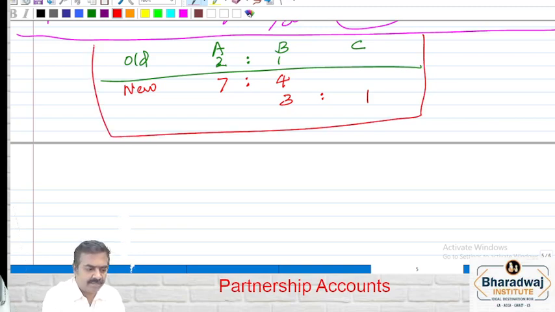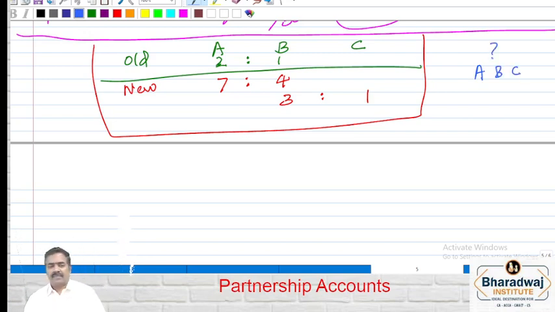Let's solve the question. Calculate new ratio for ABC. Old ratio is given between whom? A and B. The new ratio is given between A and B, and between B and C. Between A and B, what is the ratio? 7:4. Between B and C, what is the ratio? 3:1. Not 8:1. Okay, 3:1. The question is, what is the new ratio between A, B, C?